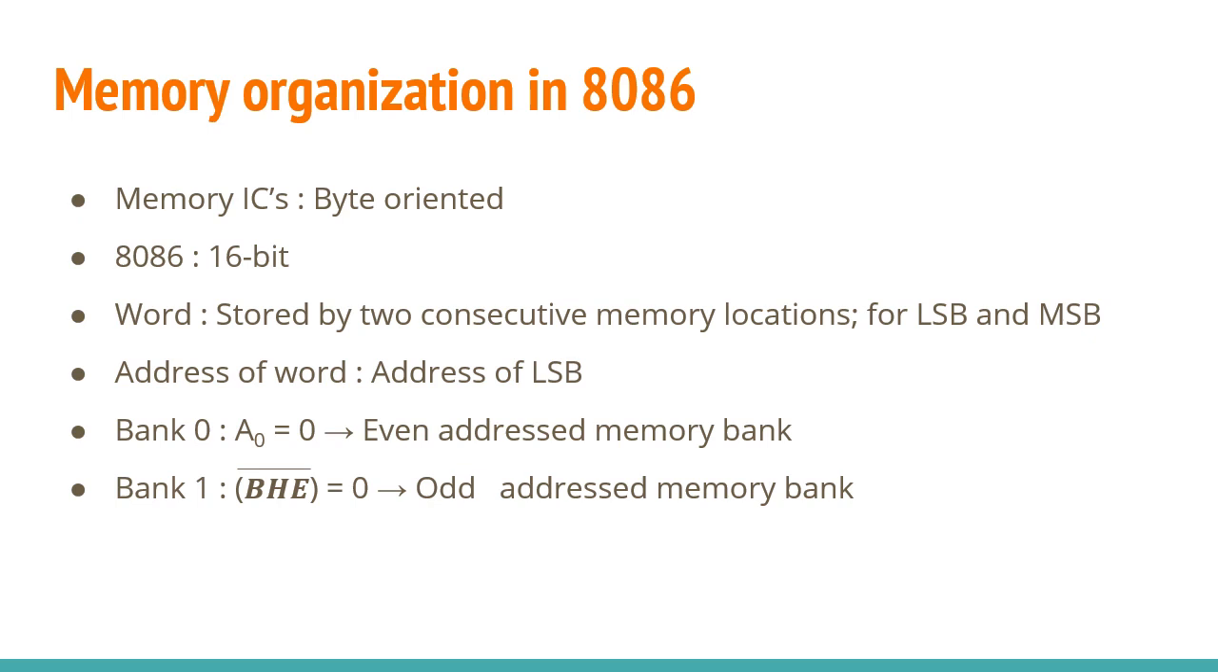The memory of 8086 is divided into two banks which are known as the even bank and the odd bank, also known as bank 0 and bank 1. Now the even bank is addressed in the case if A0 or the least significant bit of the address bus is equal to 0. And the odd memory bank is addressed when the BHE or the bus high enable signal is having a value of 0.